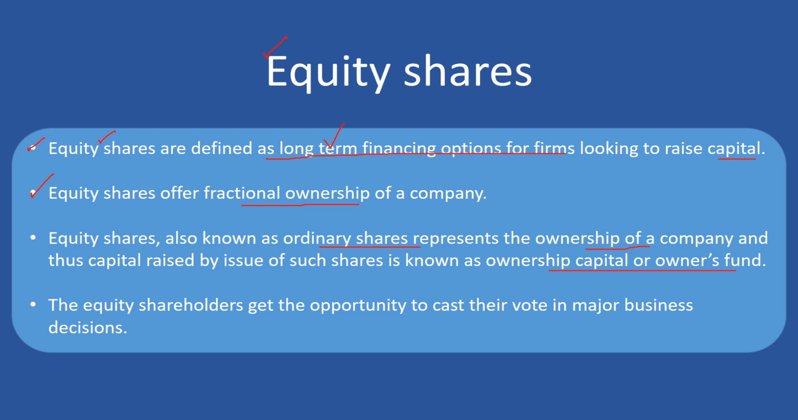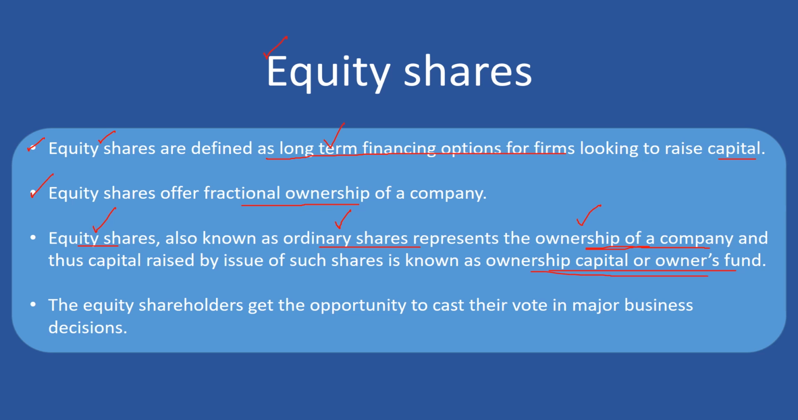The other name for equity shares is ordinary shares, and it represents the ownership of a company, because if a person is buying the equity shares, he is buying the ownership in that company. So that is the reason equity shares represent the ownership of a company. That is a percentage of ownership of that shareholder. And the capital that is raised by issuing the equity shares is called ownership capital or owner's fund.